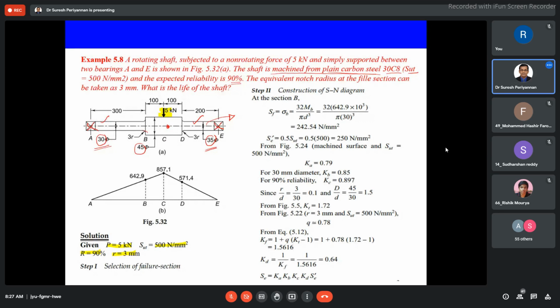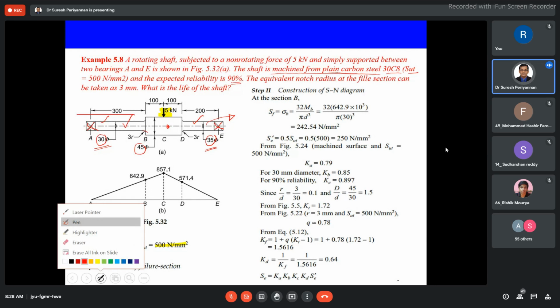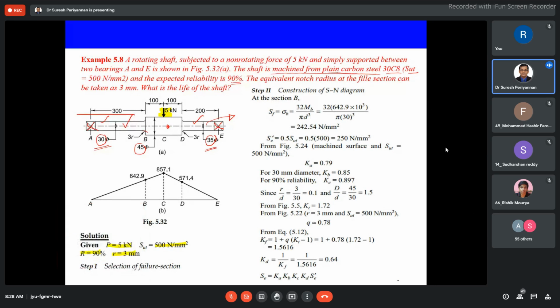But before doing that, we have to understand whether the fillet radii on both sides are the same or different. Here they have given that the fillet radius is the same on both sides. Hence, we take this portion for the design of the component and for finding the number of stress cycles in this particular component. Now we are considering the 30 mm diameter side on the left hand side.